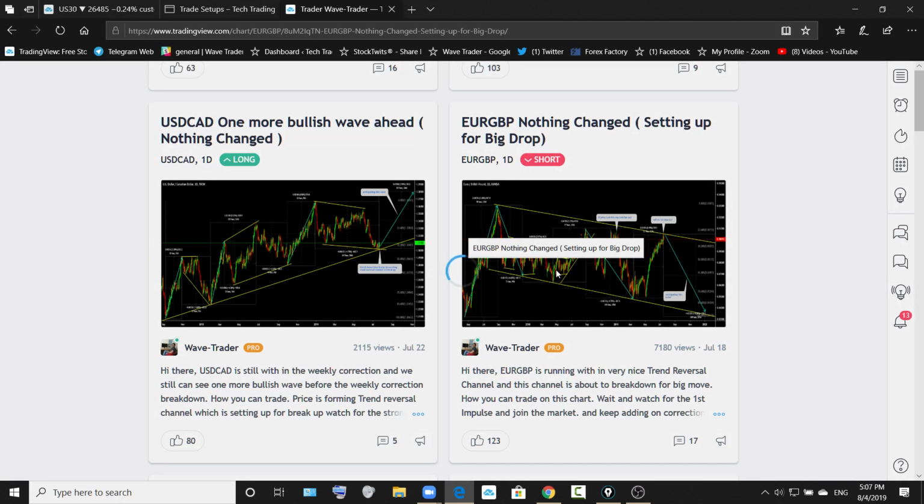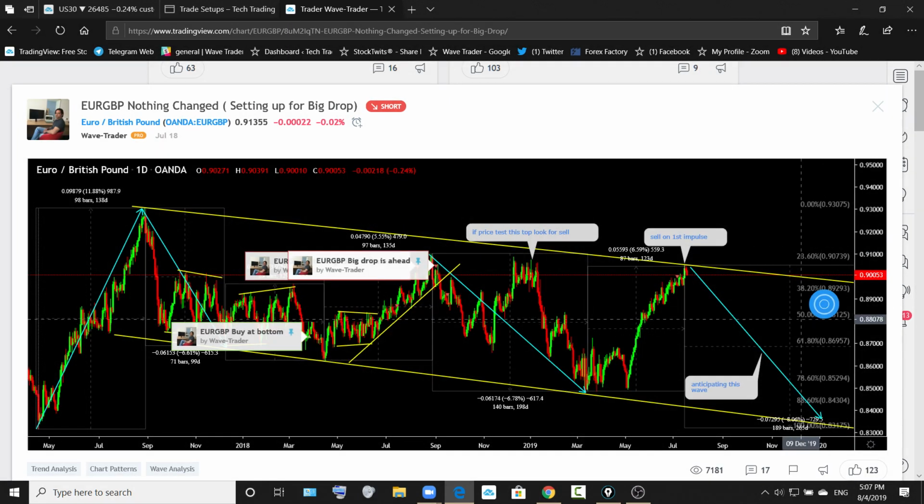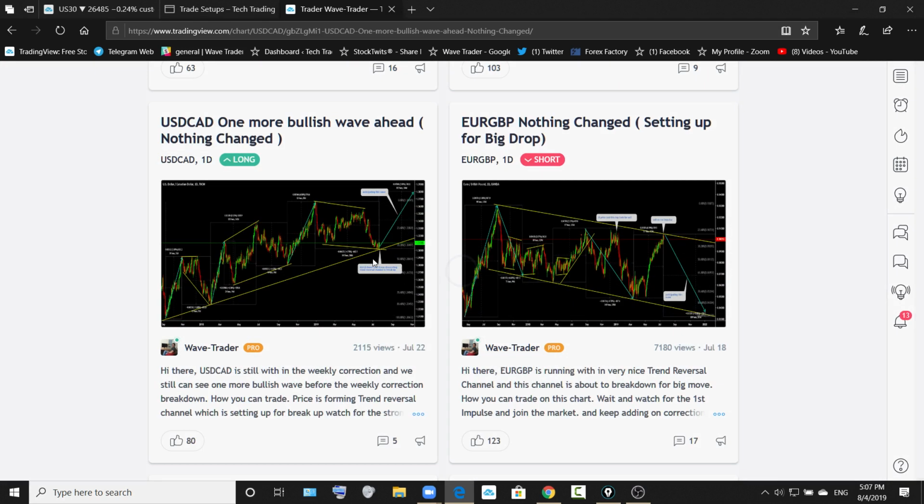Last week I even showed you the possibility of one more push up on the euro pound, because we were short on the other pound pairs, pound CAD, pound Kiwi, pound USD, and this pair wasn't ready to go down. So next week there is again an opportunity on this pair to go down. There is still opportunity for the big drop on the euro pound in the longer run.